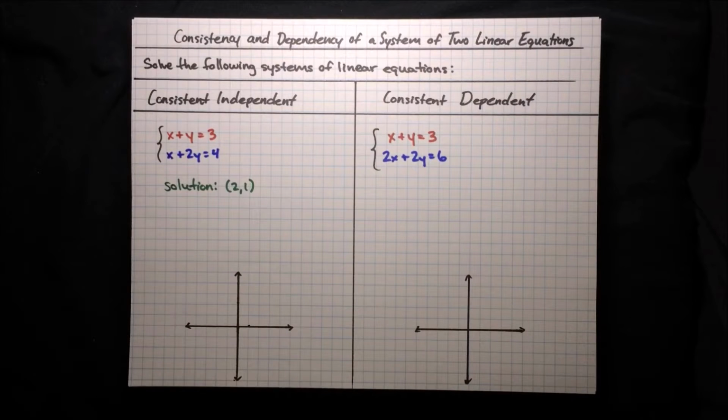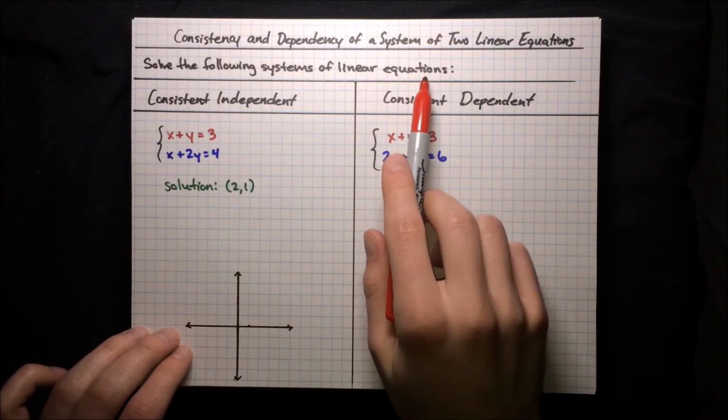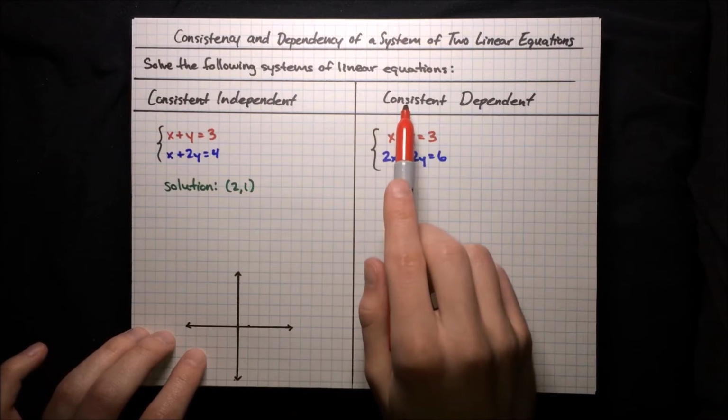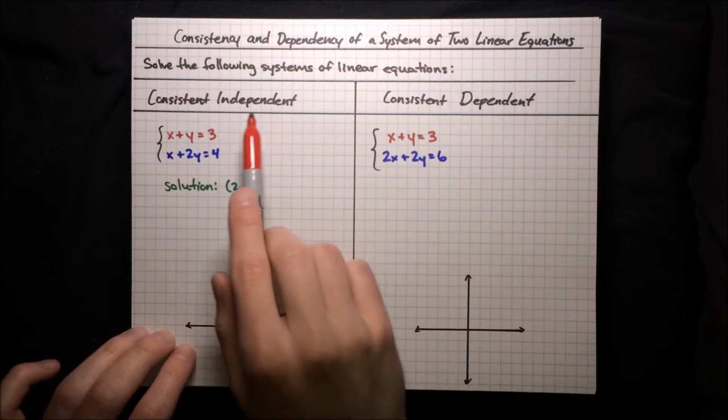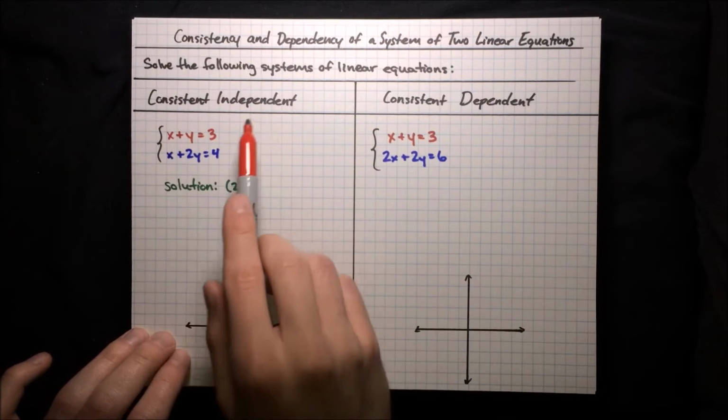In this video, I'm going to talk about consistency and dependency of a system of two linear equations. So we want to solve the following systems of linear equations. We've got one which is consistent independent, and we've got another which is consistent dependent. We'll see what that means in a moment. But right now, let's just focus on the consistent independent system.